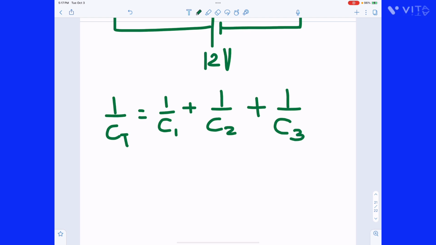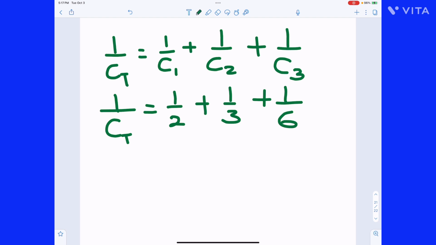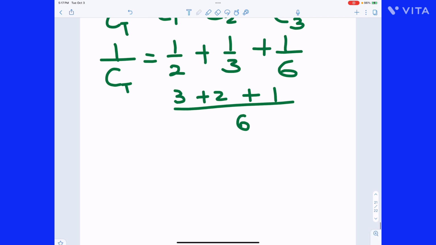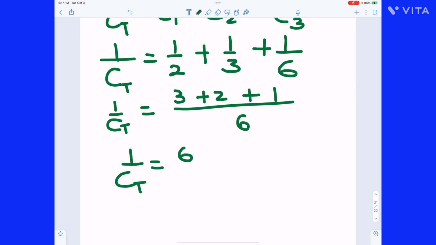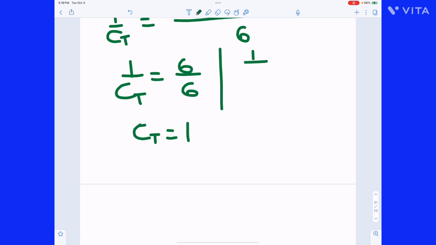1 over C3. So 1 over C total is 1 over 2 plus 1 over 3 plus what? 1 over 6. The LCM of all 3 is 6. That's 3 plus 2 plus 1. That gives you what? 1 over C total is 6 over 6. So if you do it correctly, C total will be equal to what? 1. Because this means 1 over C total is 1 over 1. So when I cross multiply, C total is 1 microfarad.